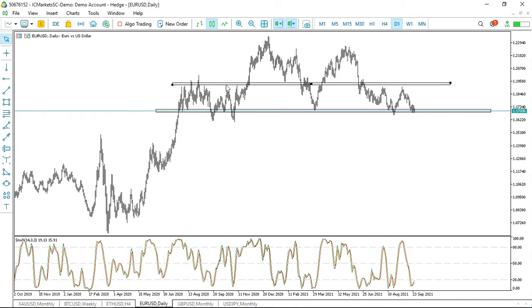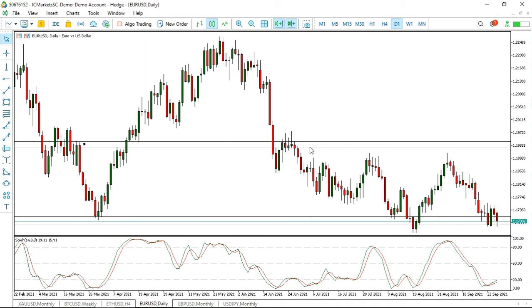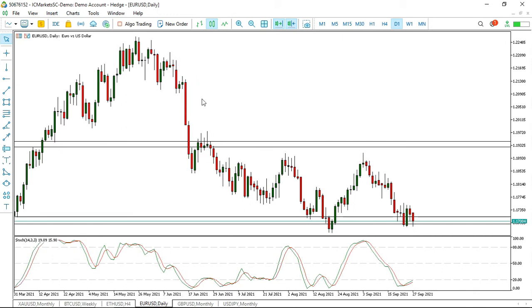My resistance is above while my support is below. Remember that. Resistance is above, support is below. So now that we have our support and our resistance, this is the range we want to trade and this is the time frame we want to trade from.